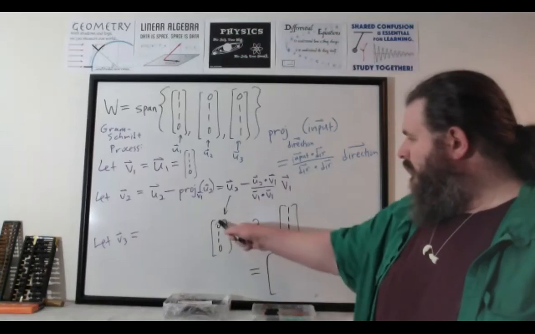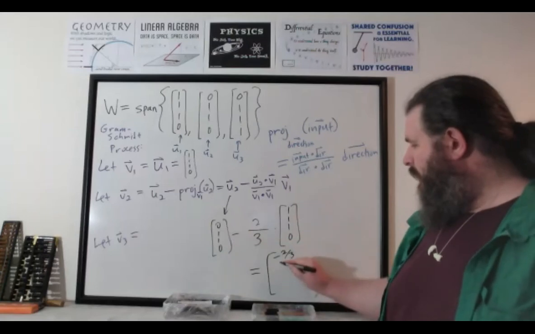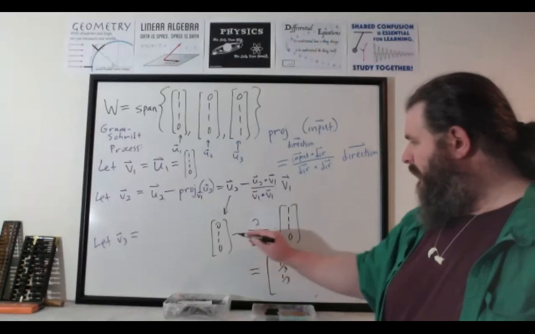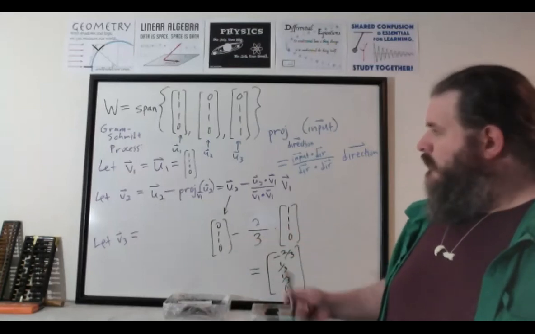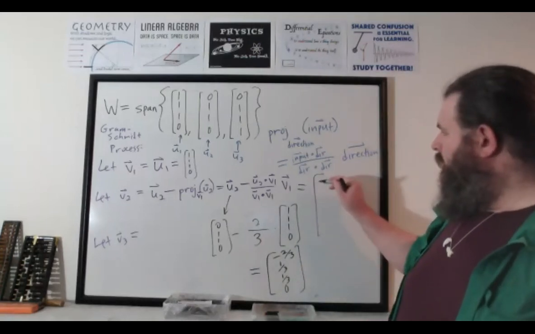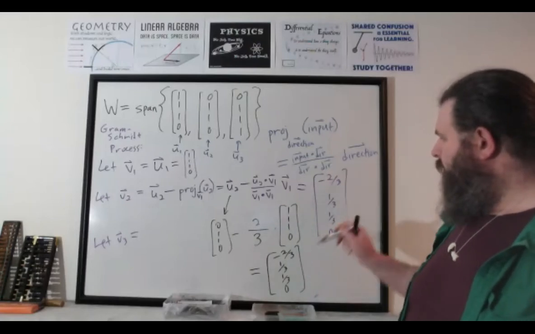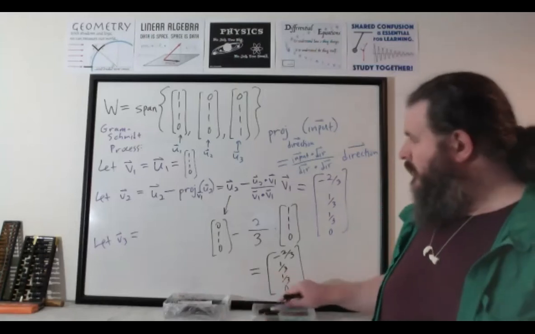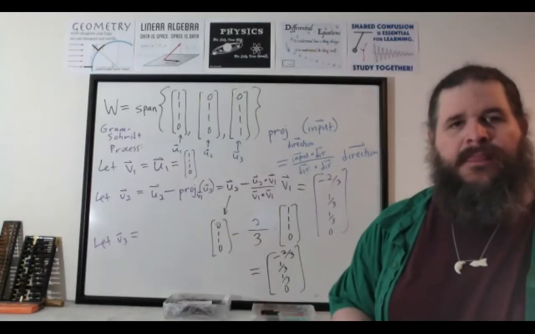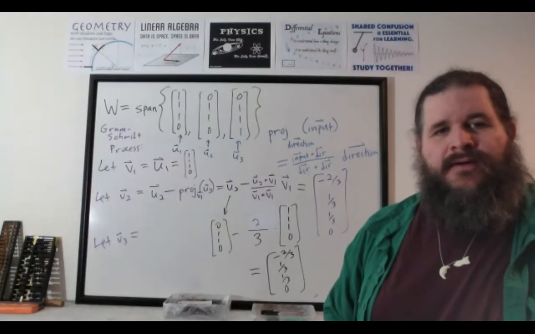So we've got 0 minus 2/3 of 1. 1 minus 2/3 of 1. 1 minus 2/3 of 1. And 0 minus 0. So that's V2. We get negative 2/3, 1/3, 1/3, 0 as V2. And that should be guaranteed perpendicular to the original V1 vector, which we could check using dot product. Any questions on that calculation so far?